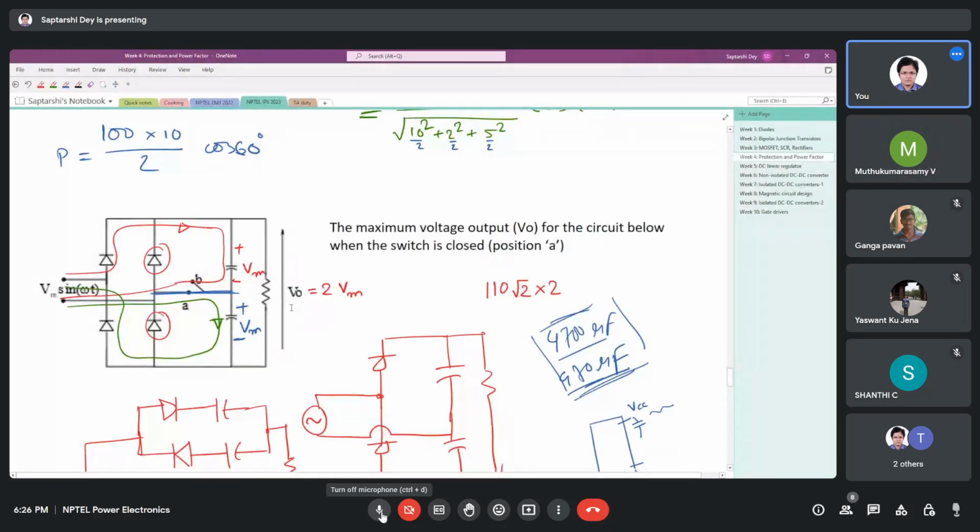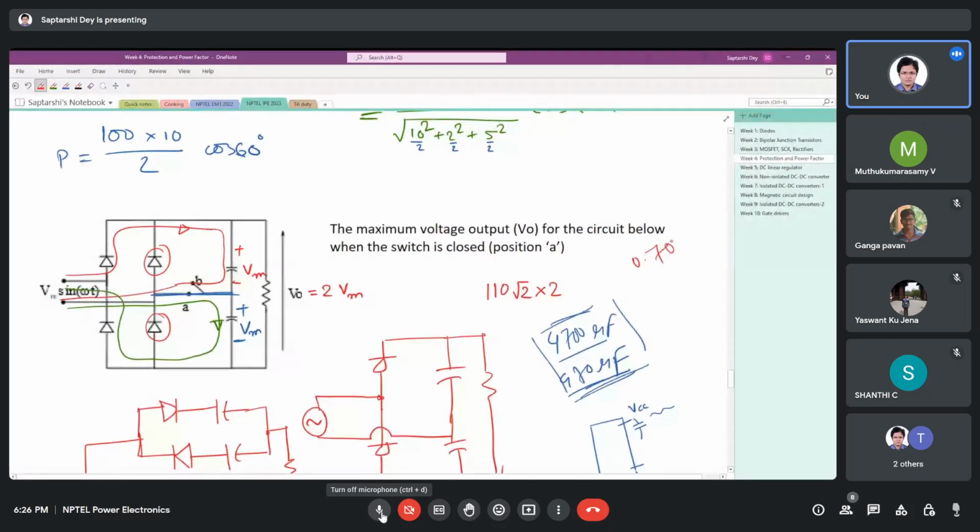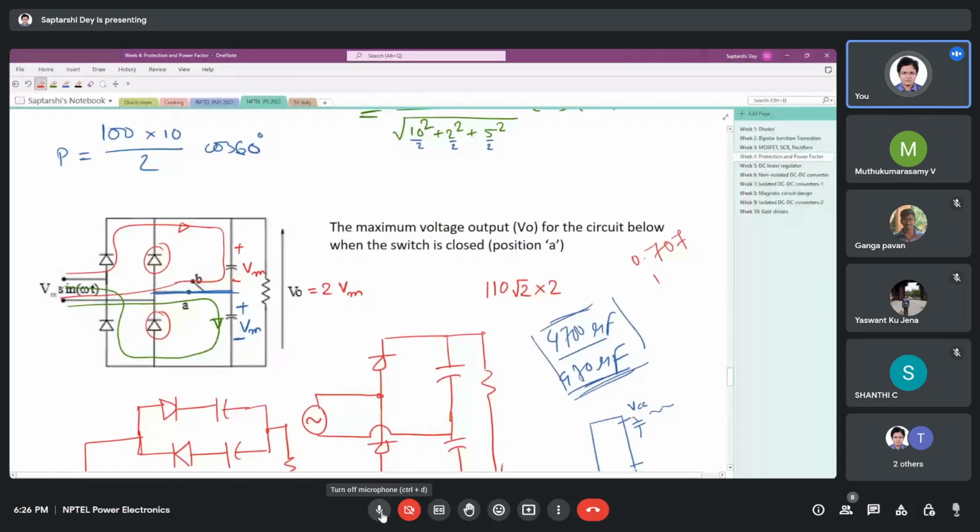Yes, okay. Only thing is that for this question, I think there is also another option, some 0.707 Vm, which is very close. This 2 Vm and 0.707 Vm are very close. 0.707 is 1 by root 2. Yes, sir. So there comes the doubt: which option to choose.